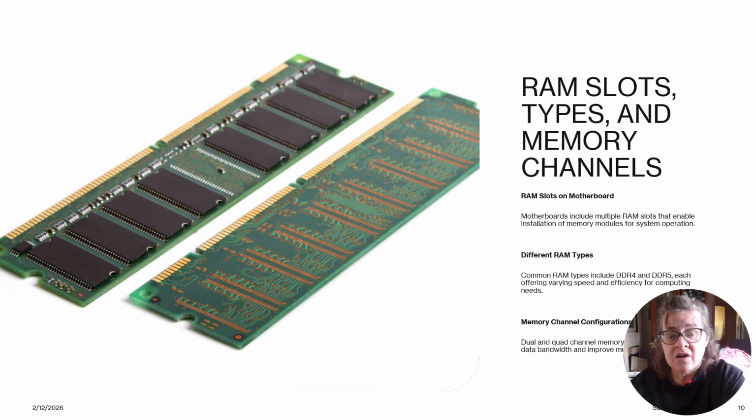Motherboards provide slots for RAM modules supporting different memory types such as DDR4, DDR5, and configurations such as dual or quad channels, which affect system speed and multitasking capabilities. The quad channels are good. Generally, the more RAM you've got, the better performance you're going to have with your system.